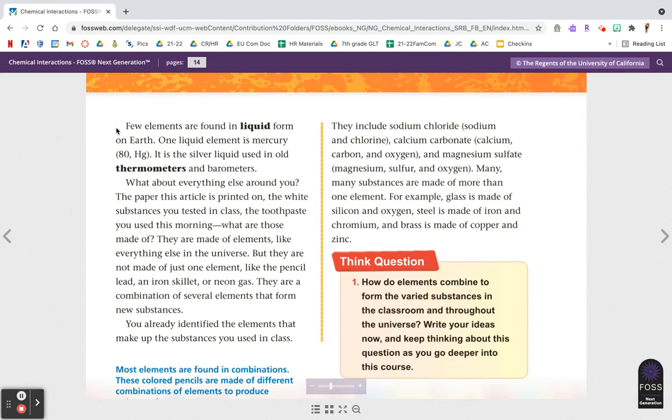Few elements are found in liquid form on Earth. One liquid element is mercury, 80 Hg. It is the silver liquid used in old thermometers and barometers.